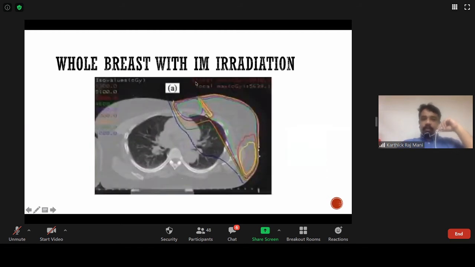And this is a whole breast with an IM radiation. You can give a small electron as well as a photon beam junction, and there's a small hotspot here. Always when you have an electron and photon junction, you always end up with a small hotspot over there. But you have to make sure that hotspot is not more than 110 or 120%.